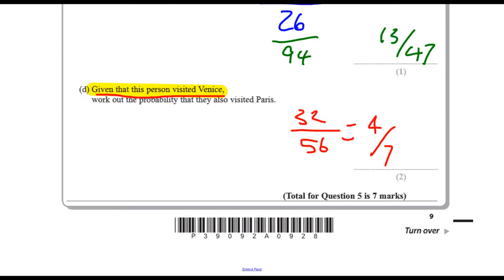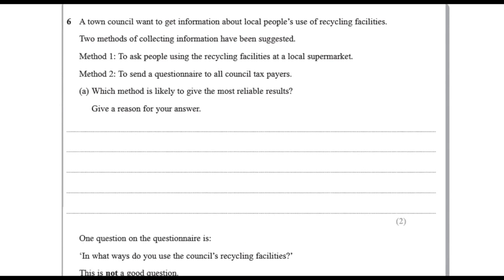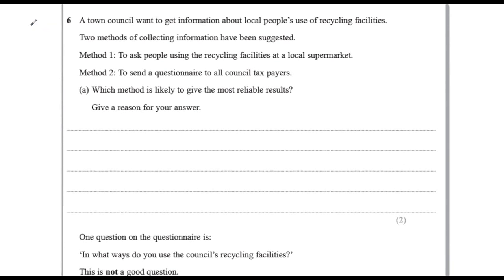Okay. Moving on. Question 6. The town council wants to get information about local people's use of recycling facilities. 2 methods of collecting information have been suggested. Method 1. So let's see what the first method's all about. Ask people who are using recycling facilities at a local supermarket. Or 2. Send a questionnaire to all council taxpayers. Which is more likely to give the most reliable results?